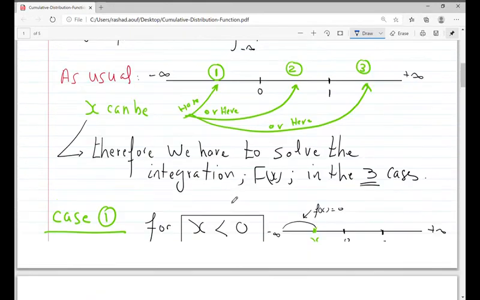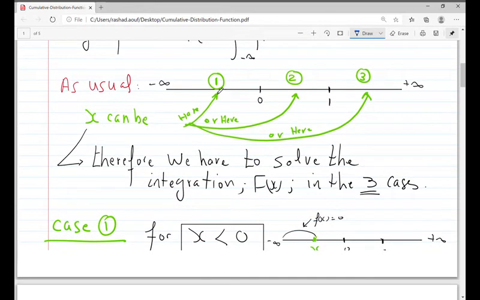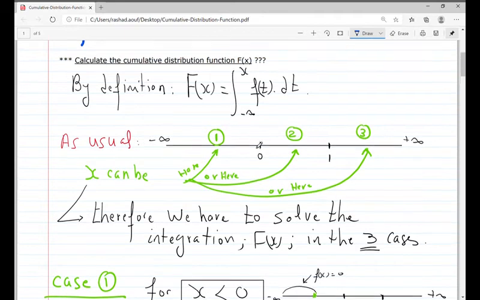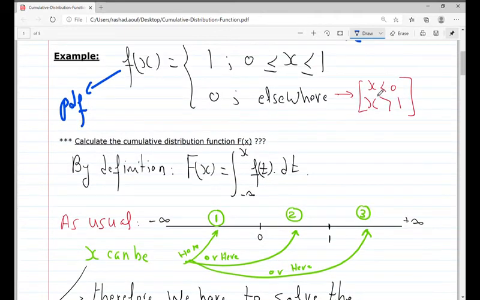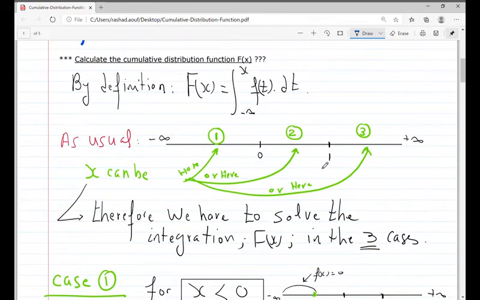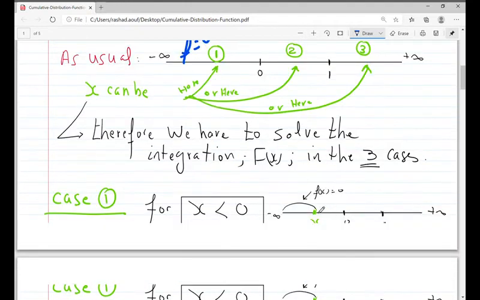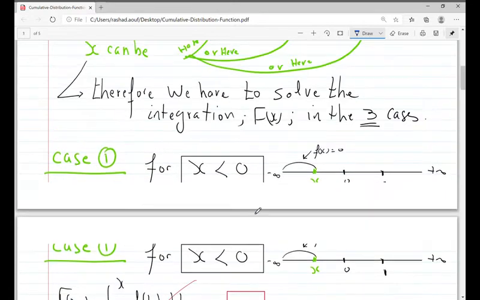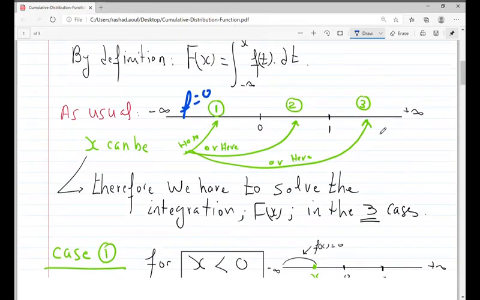Case 1, for x less than 0, it means x is here, in this part of the interval, minus infinity to 0. As shown here, for x less than 0, f equals 0. I have it here, f equals 0, and I put it here also. Therefore, F of x equals the integration of f(t) dt equals 0. And the second case, x between 0 and 1.